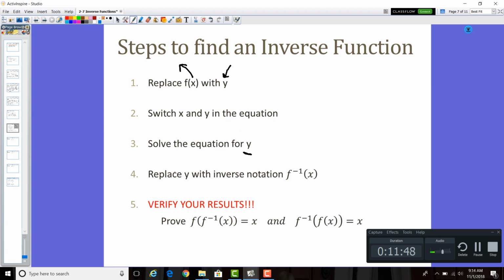Once we get an expression for y, we're going to take that y out and replace it with inverse notation. So we are going to say if y equals this expression, then that means this expression is the inverse of our f of x function. Lastly, we are going to prove it. We are going to form the two compositions. Our inverse function is going to get plugged into our f, and it has to equal x. And then we're going to start with that inverse expression we just found, plug in our original function into it. Again, that has to equal x.